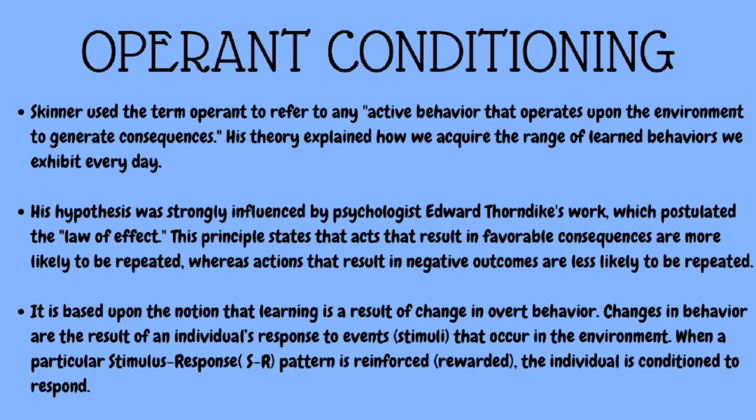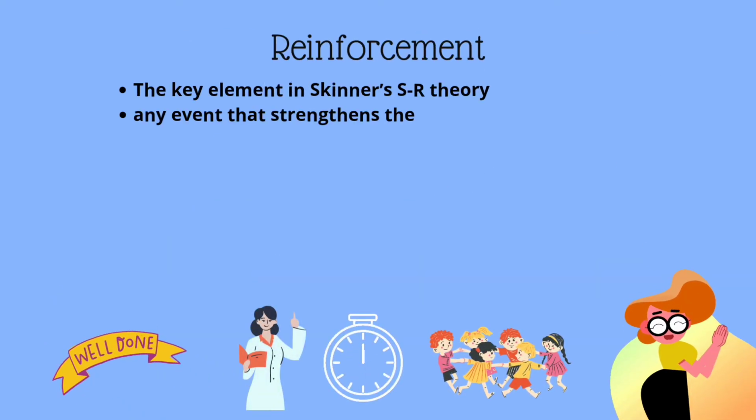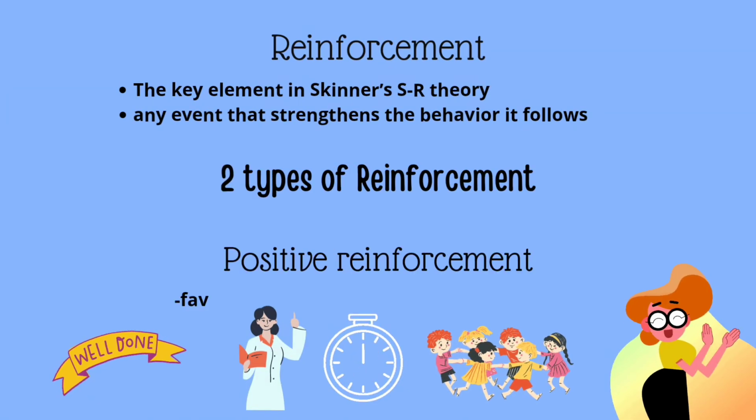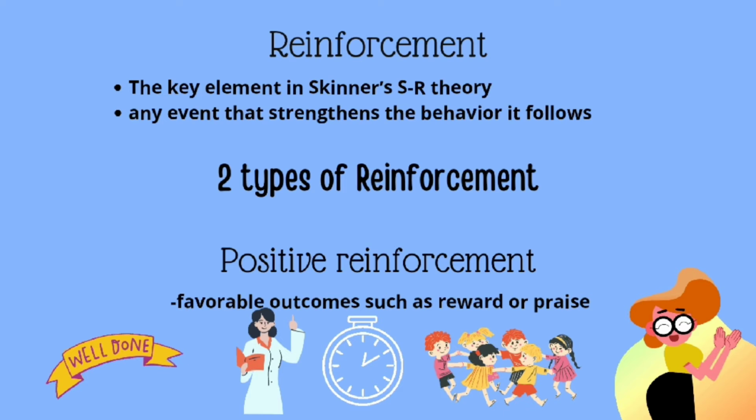It is based upon the notion that learning is a result of change in overt behavior. Changes in behavior are the result of an individual's response to events or stimuli that occur in the environment. When a particular stimulus-response pattern is reinforced or rewarded, the individual is conditioned to respond. Reinforcement. Reinforcement is the key element in Skinner's stimulus-response theory. A reinforcer is anything that strengthens the desired response. There are two types of reinforcer: positive and negative reinforcer.